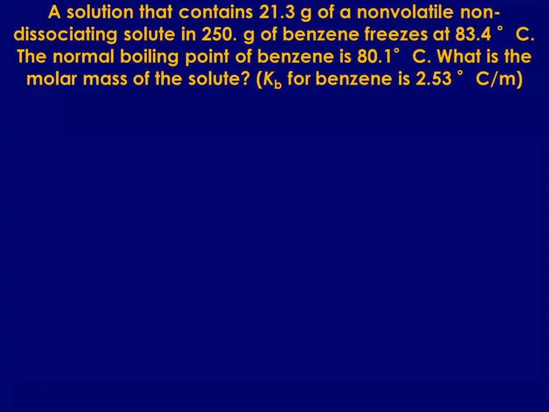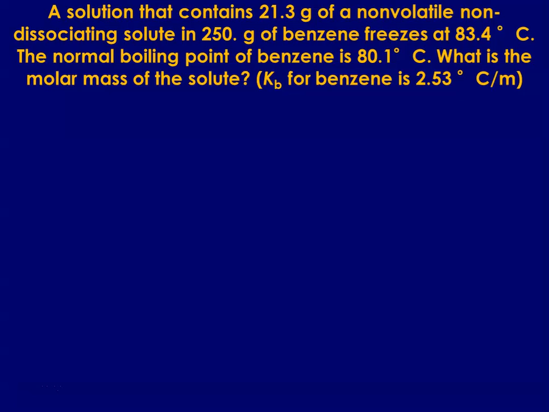The last question we're going to take a look at is just an application as to how we could use these colligative properties to find out about another characteristic of one of our components. Here we have a solution that consists of 21.3 grams of a non-volatile, non-dissociating solute that's found in 250 grams of benzene. So we're going to have a different Kb value because we're dealing with a different solvent. This time it's benzene. It freezes at 83.4 degrees Celsius. The normal boiling point of benzene is 80.1, and we want to know what the molar mass is of our solute.